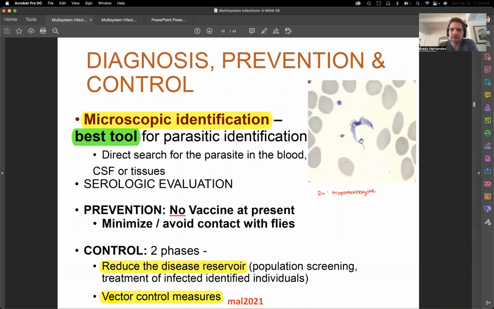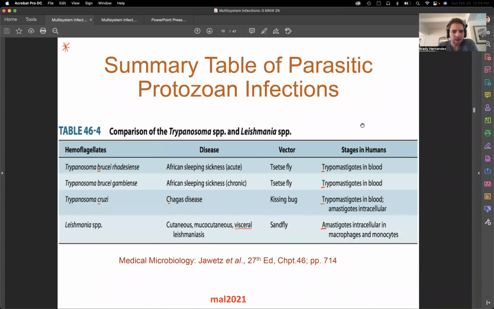All right, again, trypomastigote, you can see there. All right, here we go. You can see here, Trypanosoma cruzi, Chagas disease, kissing bug, the reduviid bug. This is South America. Trypanosoma brucei rhodesiense and gambiense, African sleeping sickness, the tsetse fly. Make sure you take note of that. I said it wrong earlier.